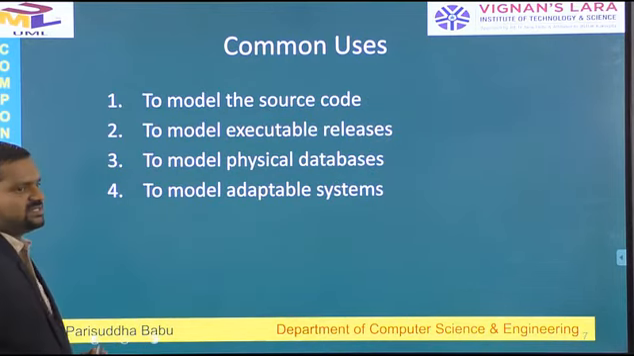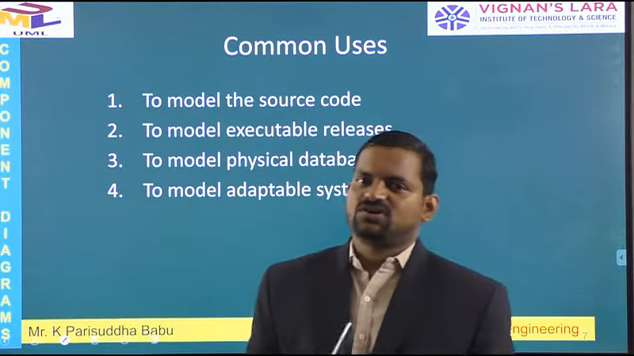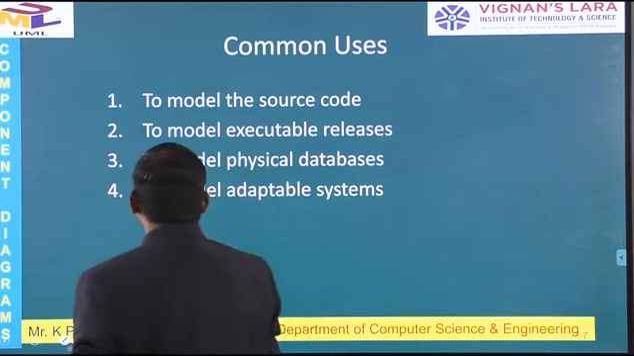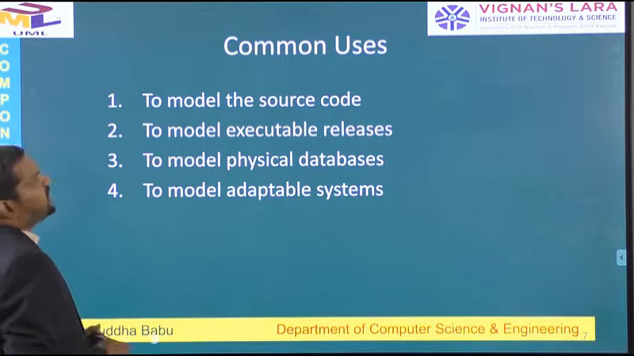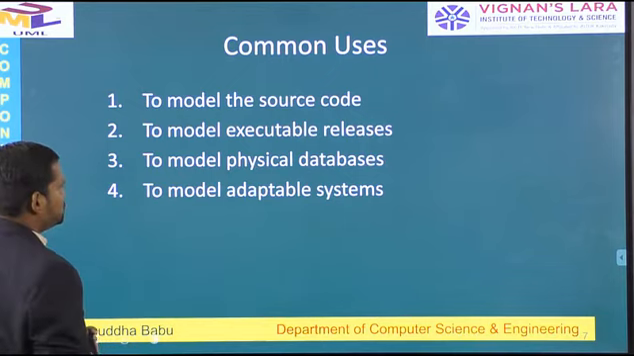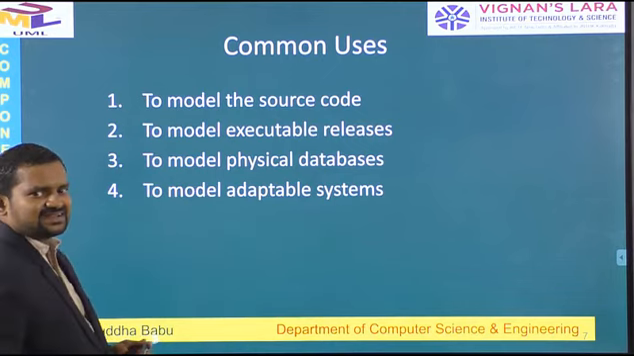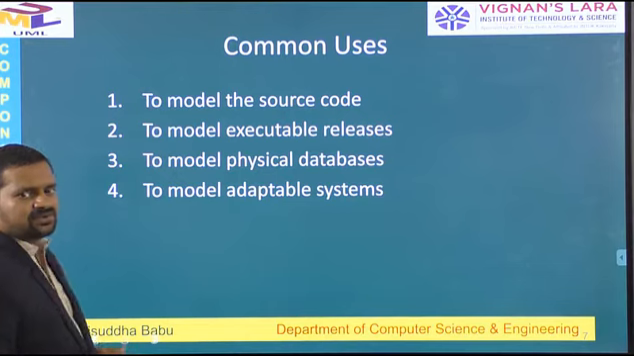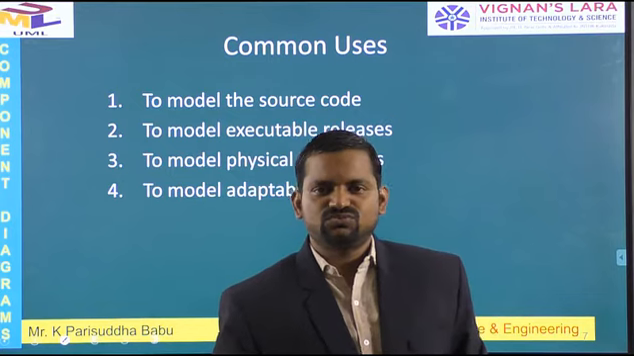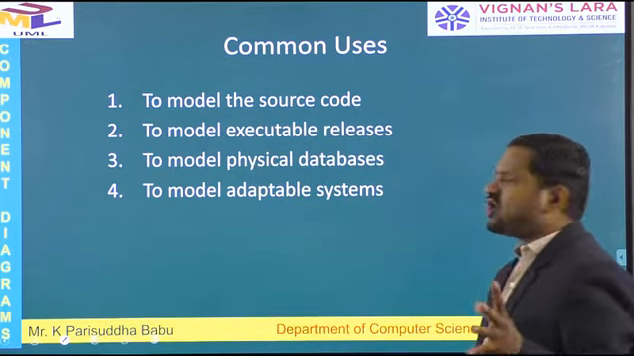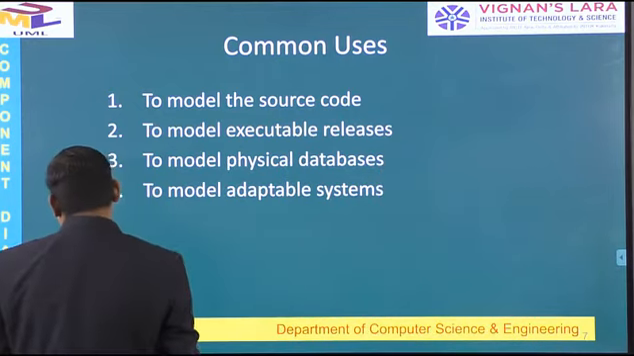And common uses, 4 kinds we studied: interface, package and the component. Next, common uses. To model the source code is one use. To model executable releases. To model physical databases. To model adaptable systems. With the help of these, and to model these kinds of common uses, we have to draw the component diagram.